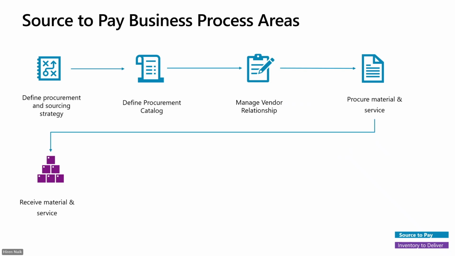Receive material and services. These business processes involve registering and receiving items or services, and updating stock upon arrival at the warehouse. This business process area is part of the inventory to deliver business process.